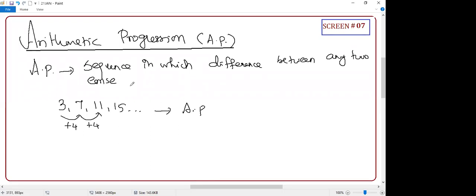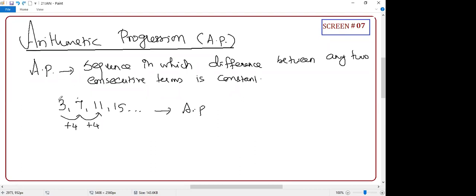You may learn so many definitions. Your textbook or your teacher may teach you in a different way. But always have a crystal clear one-line definition, because for a definition you should not use your common sense. Anytime, what is an AP? It's a sequence in which the difference between any two consecutive terms is constant. Guys, this is that constant.